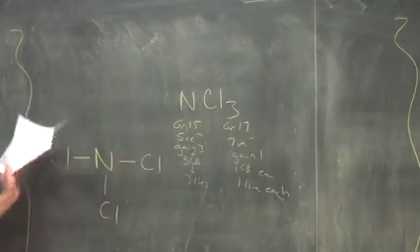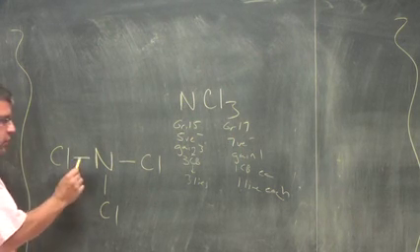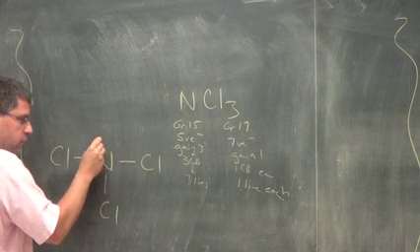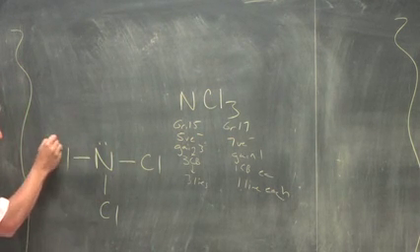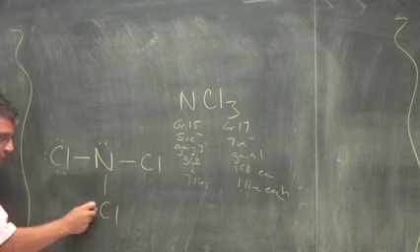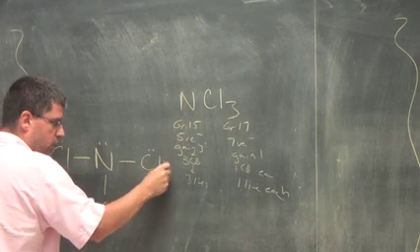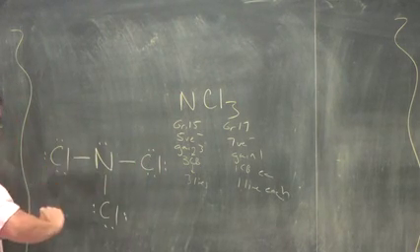Check it. Start with nitrogen. 3 lines. That's all you're supposed to do. 2, 4, 6, 8. Chlorine. 2, 4, 6, 8. Chlorine. 2, 4, 6, 8. Here. 2, 4, 6, 8. Okay. Traditional, that's how you draw it.